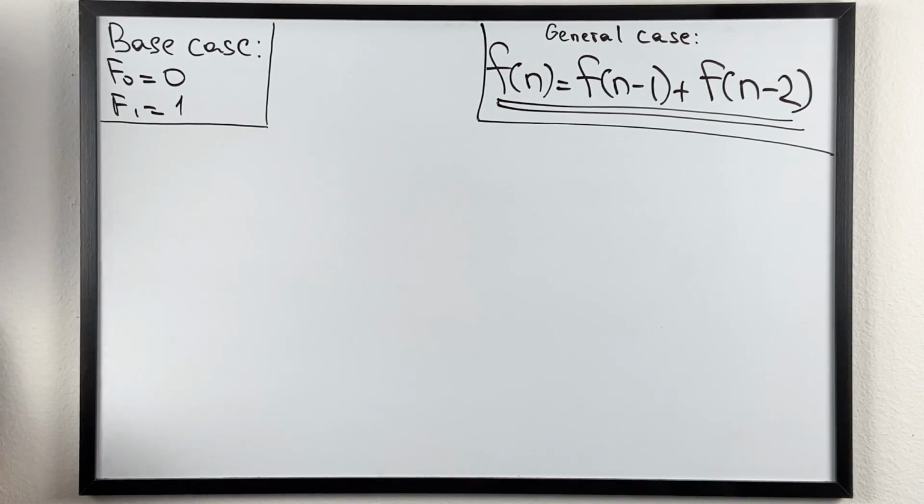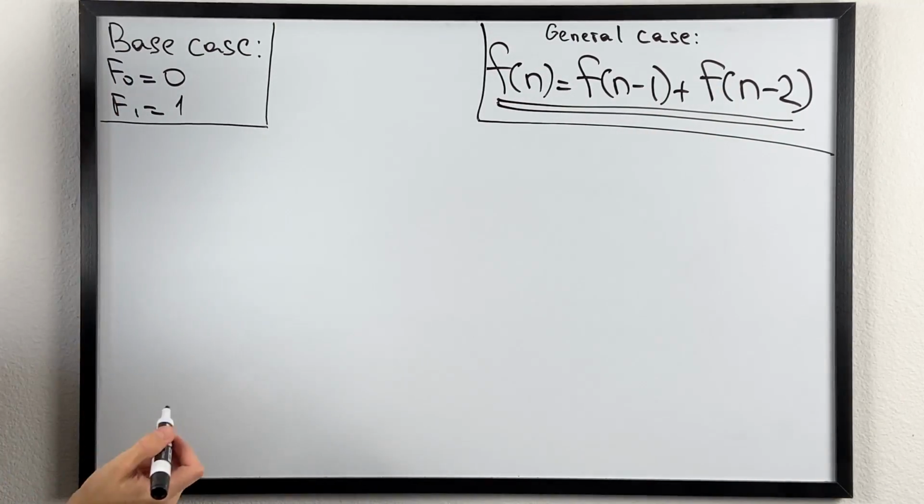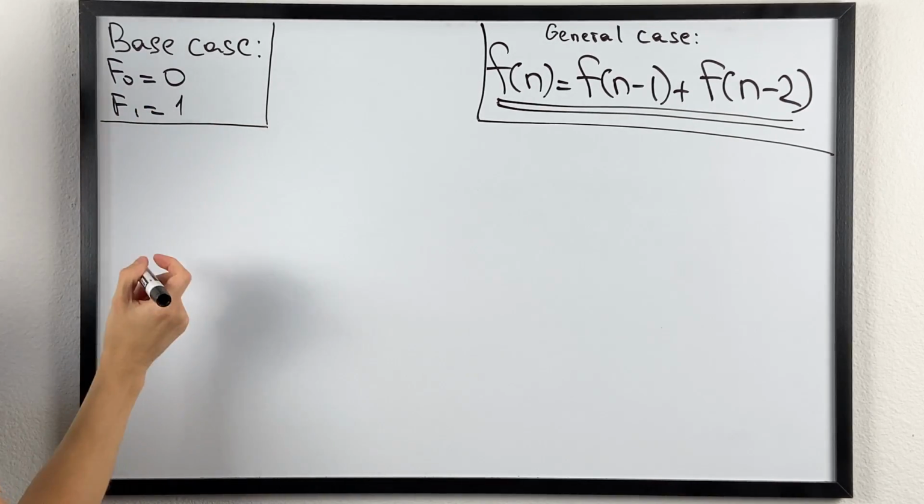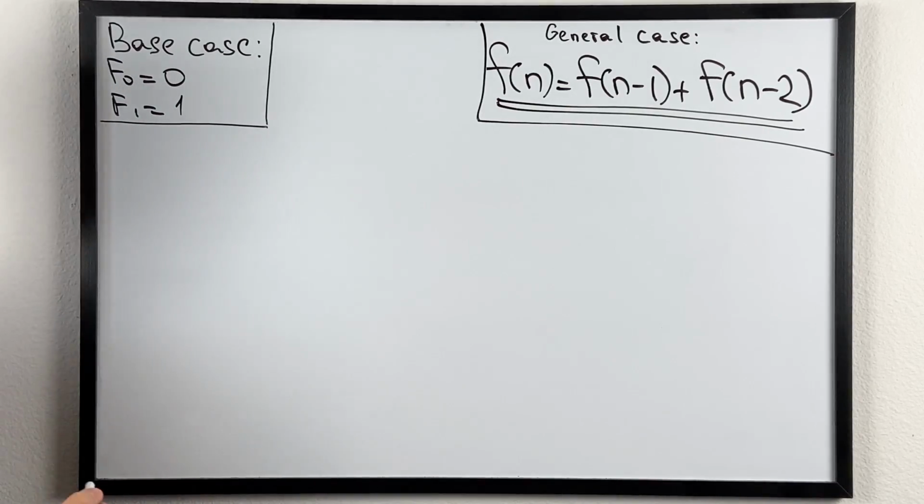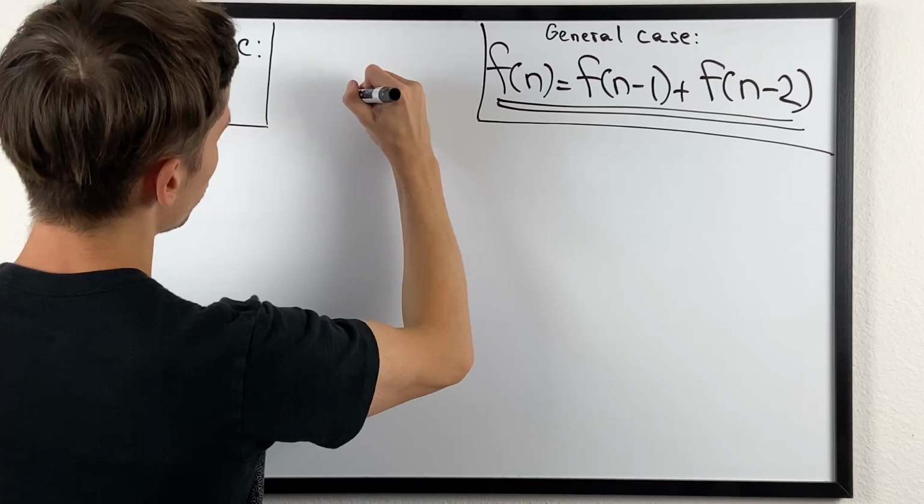For our recursion, we already have a general case over here. What about the base case? We know that Fibonacci number at position 0 equals 0 and first Fibonacci number equals 1. Let's take a look at an example. Say we need to find Fibonacci number of 4.